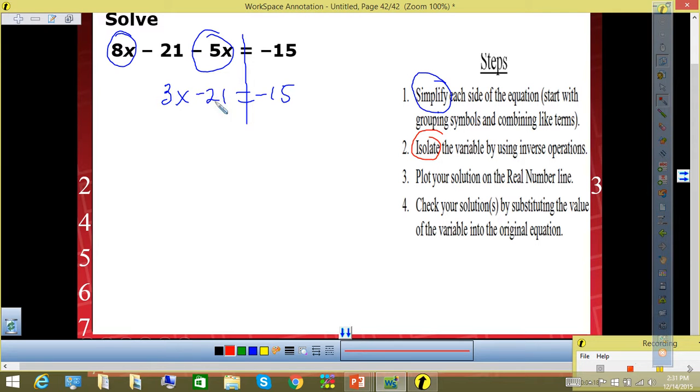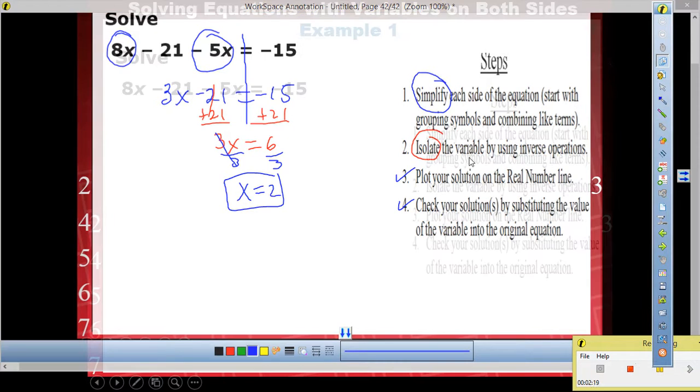So I need to get rid of this negative 21. What do I do? Plus 21, plus 21. 3x equals 6. And my last step, divide by 3, x equals 2. For the sake of time, we're not going to do the plot and the check right now. We're going to focus on these two steps, all right? Any questions with these? Okay, let's do another one.